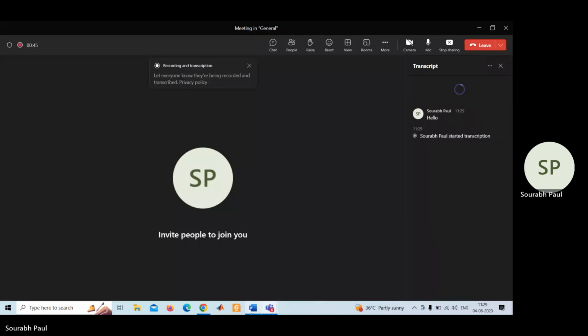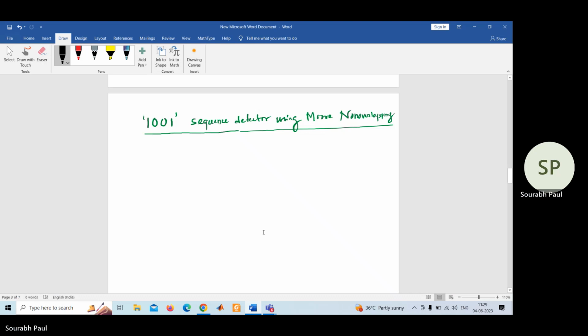Okay, so in this video I am going to discuss a sequence detector which will detect 1001 using the Moore non-overlapping method. Now, in case of a sequence detector using the Moore non-overlapping method, what are the steps you need to follow, that I will discuss. And if you understand the process or procedure I follow to implement this detector, you can easily implement the other detectors using the same steps. Okay.